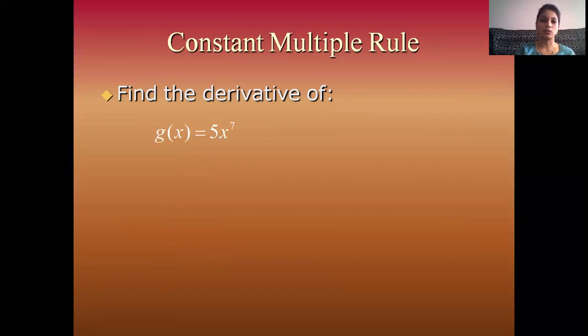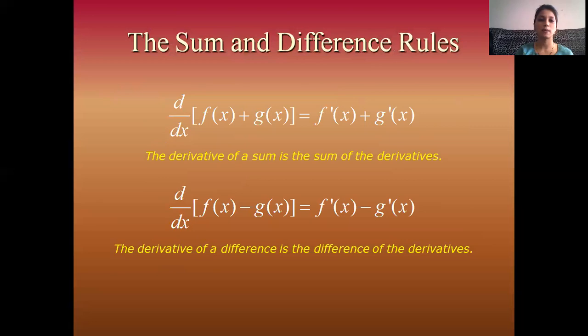Constant multiple rule, again example. Find the derivative of g of x is equal to 5 into x raised to 7. Apply derivative on both sides. For g of x, its derivative is g dash of x, and 5 is the constant, 5 take outside. Apply derivative on x raised to 7. Again using the power rule, x raised to 7, its derivative is 7x raised to 6, and 7 into 5 is 35. 35x raised to 6. Final answer is g dash of x is equal to 35x raised to 6.